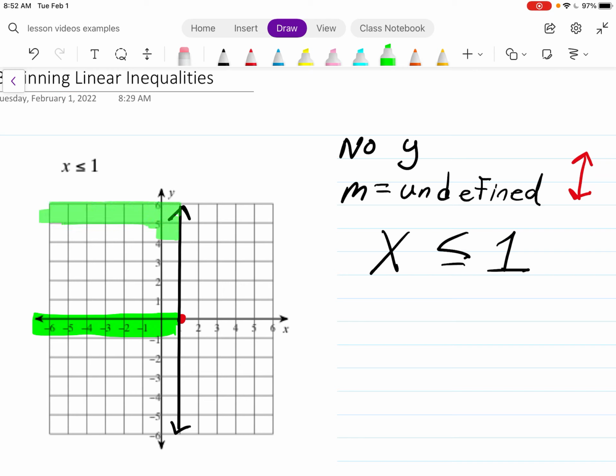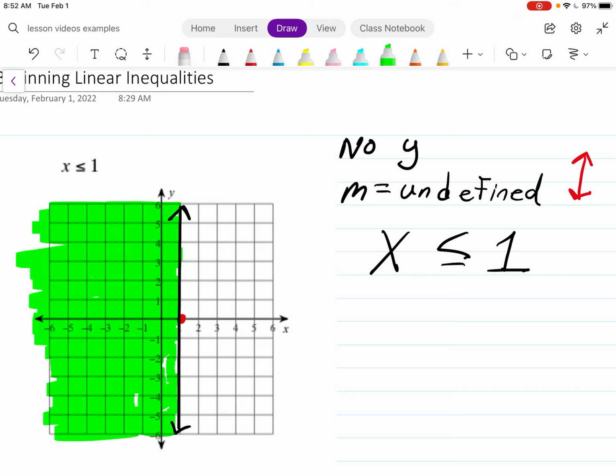So the only time that you will actually do left or right is when you have the variable that comes first and there is no y variable. It only has x. And in this case, it was x is less than or equal to 1, which meant a solid line on the coordinate plane, straight up and down, undefined, and everything left of that line is going to be shaded to show the possible solutions.